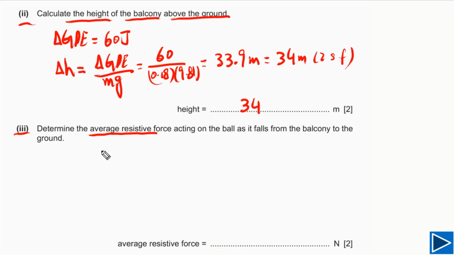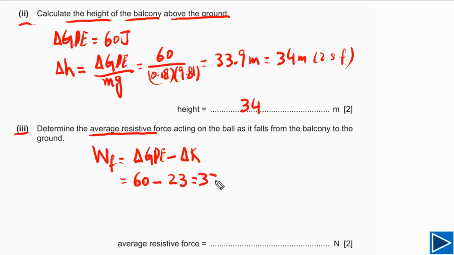For this concept, we need to use the law of conservation of energy. In this case, the work done by resistive forces is equal to the change in mechanical energy, meaning the change in gravitational potential energy minus the change in kinetic energy. Change in gravitational potential energy is equal to 60, and the change in kinetic energy, in this case the work done by resistive forces, is equal to 37 joules.